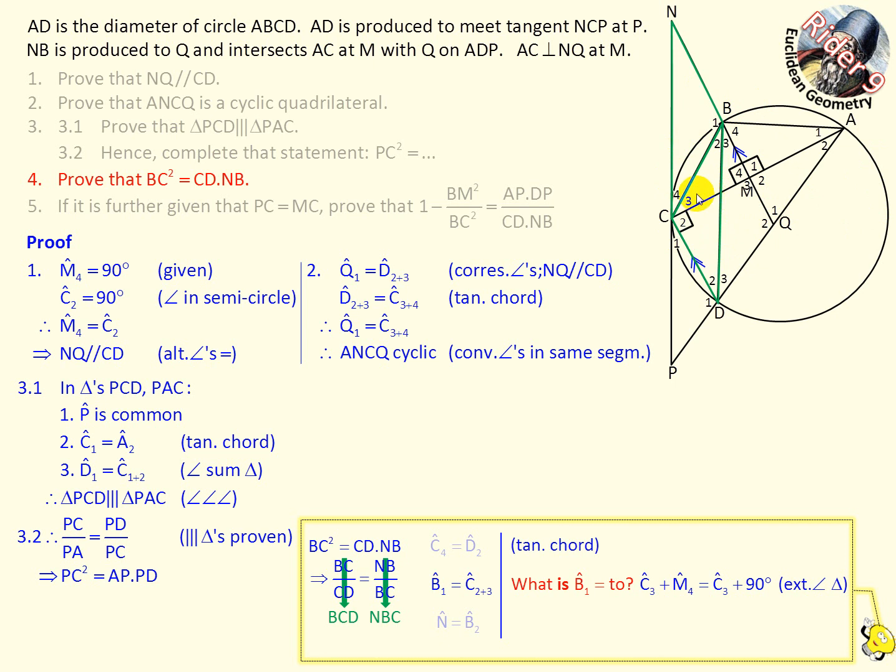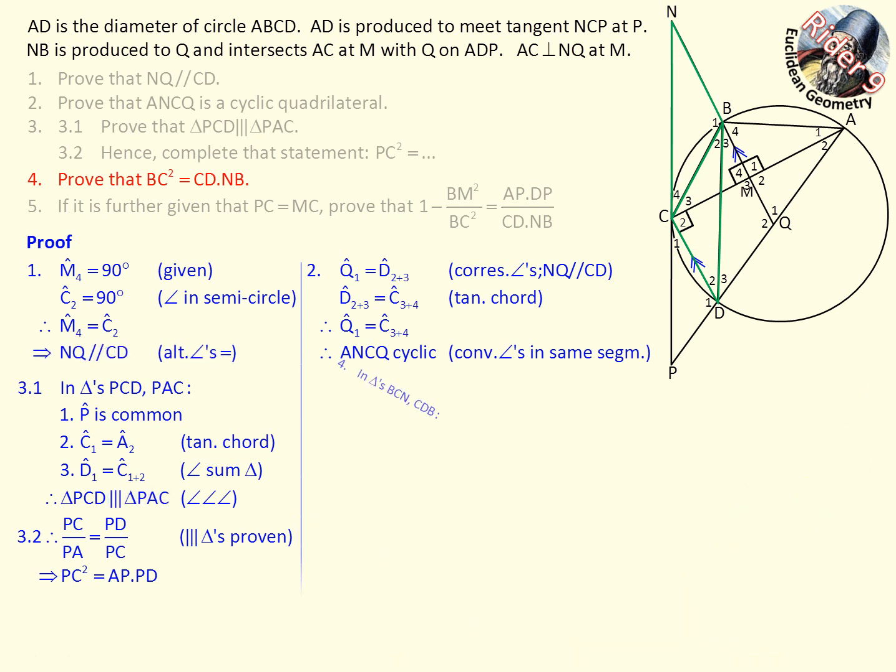Now we're trying to prove it equal to this one here. And have a look, we have a 90 and we have C3. C3 and a 90. So that's actually equal to C2 and 3. And finally, angle sum triangle. So our proof in those triangles: 1. C4 equals D2. Pretty straightforward, tan chord.